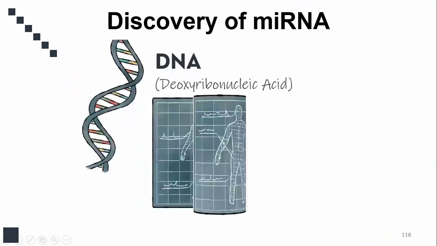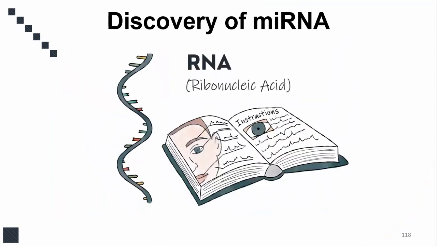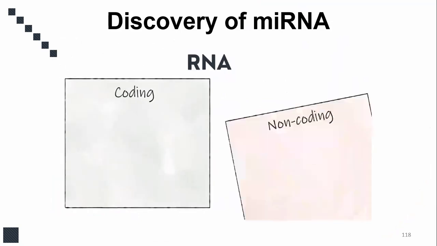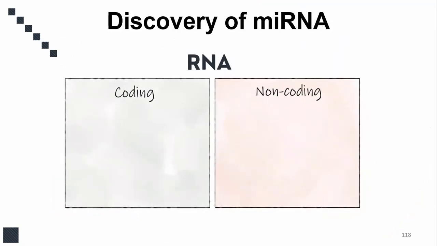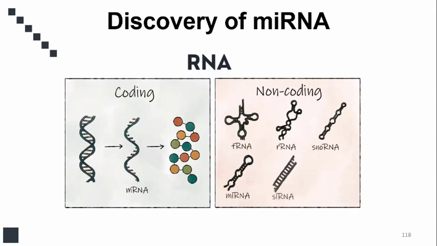DNA might be called the blueprint of life, but RNA is the nitty-gritty instruction manual. RNA generally falls into two categories, coding and non-coding. Coding RNAs are messenger RNAs, which are transcribed from DNA and then translated into protein. Non-coding RNAs, however, have a variety of functions and make up over 80% of all the RNA transcripts in our body.